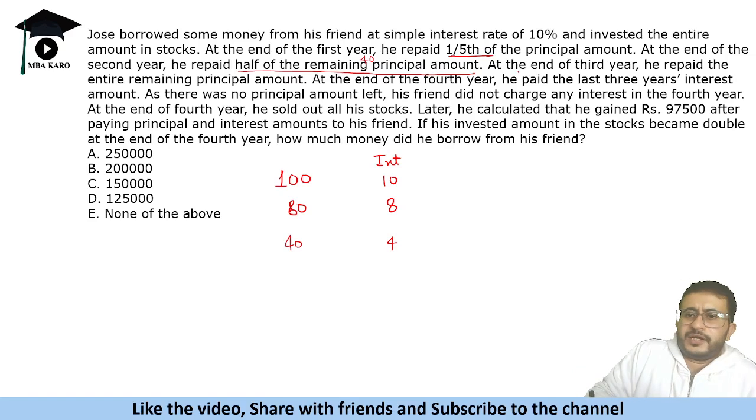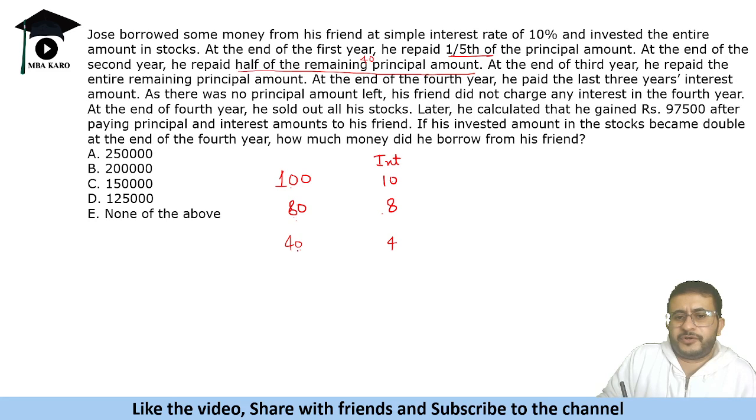Now, at the end of the third year, he repaid the entire remaining principal amount. So in the first year he pays 20% and he's left with 80. In the second year, he pays 40 and he's left with 40. And in the third year, he prepaid the entire remaining principal amount. So now he is left with zero. He does not have to pay any interest.